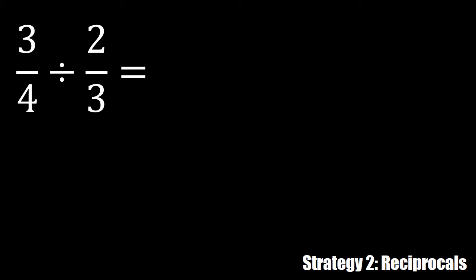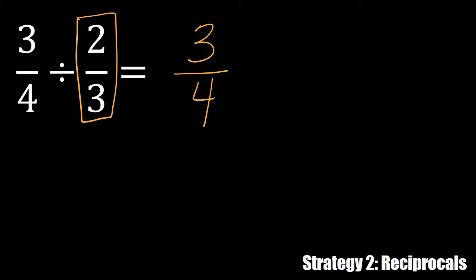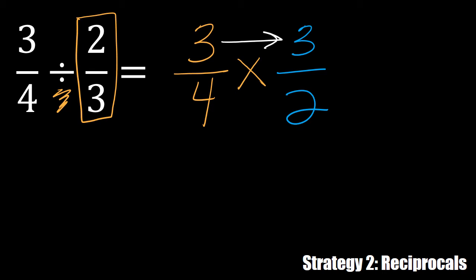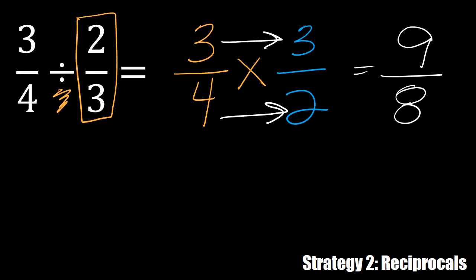And so what I'm going to do is find the reciprocal of the second fraction here. So 3/4 stays the same. This division sign changes to multiplication. And then the reciprocal of 2/3 is 3/2. And so now we're just going to multiply our fractions. So I'm going to multiply our numerators. So 3 times 3 is 9. Multiply the denominators. 4 times 2 is 8. And when I simplify that, I'm left with 1 and 1/8.